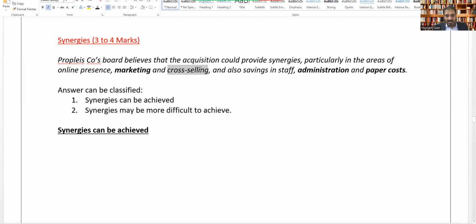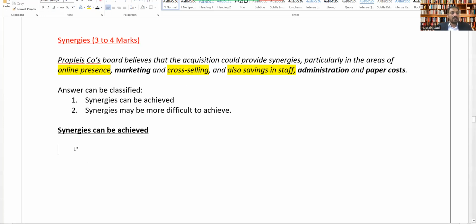But there are concern points with respect to cross-selling. There are concerns with respect to staff retention, mingling, cultural empathy, even the content point, and online presence also need to be considered. So we have to classify the things accordingly.